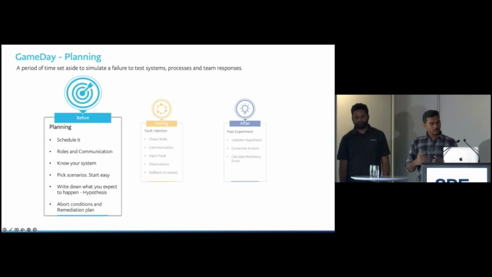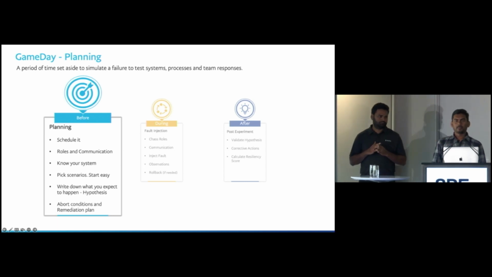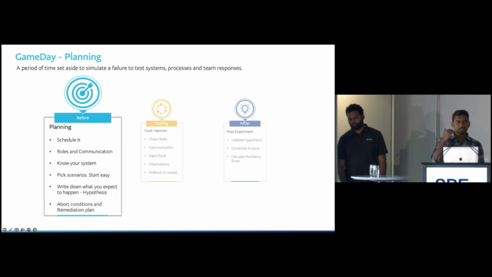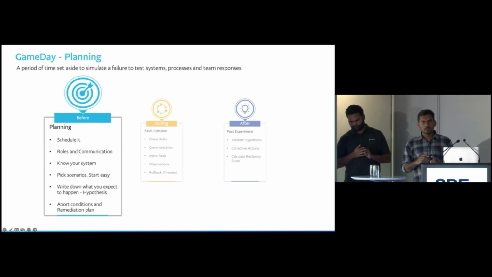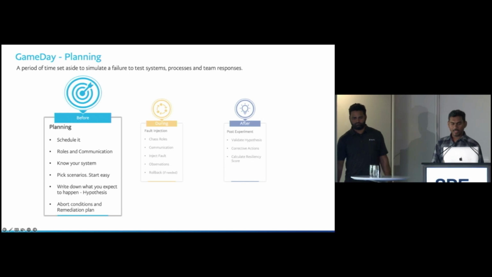And the fourth one is write down what you expect to happen. So these are your hypothesis statements, and make sure these hypothesis statements are clearly laid out so that you will be able to validate them at the end. And obviously, we already discussed the kill switch condition. Make sure you have them.